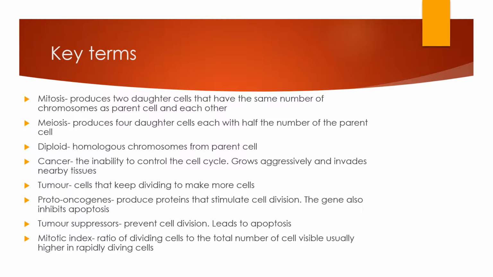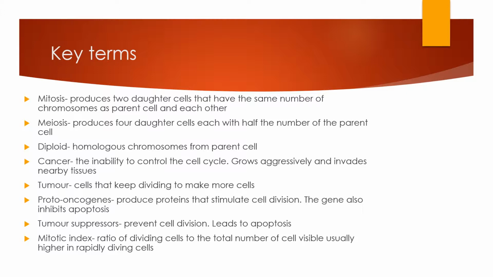Key terms. Mitosis produces two daughter cells that have the same number of chromosomes as the parent cell. Meiosis produces four daughter cells with half the number of chromosomes of the parent cell. Diploid means having homologous chromosomes from a parent cell.